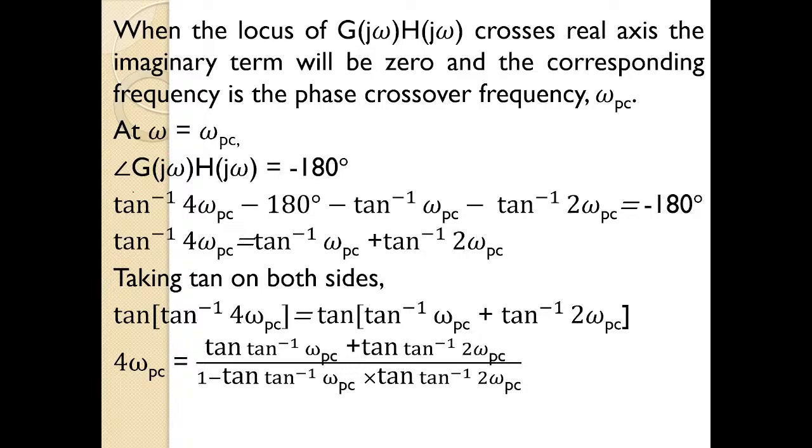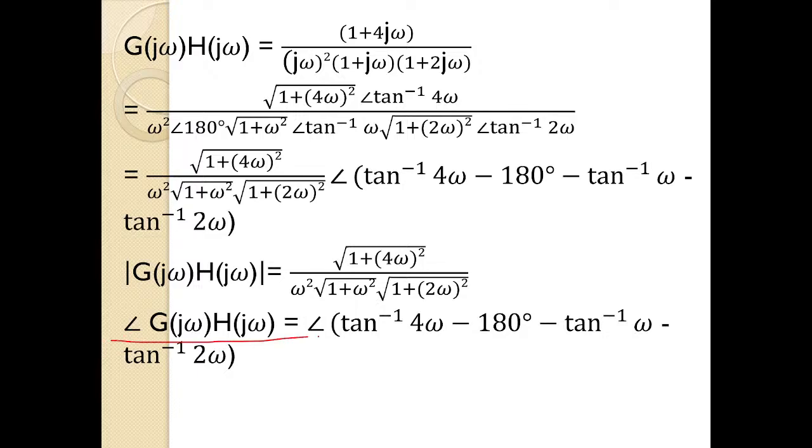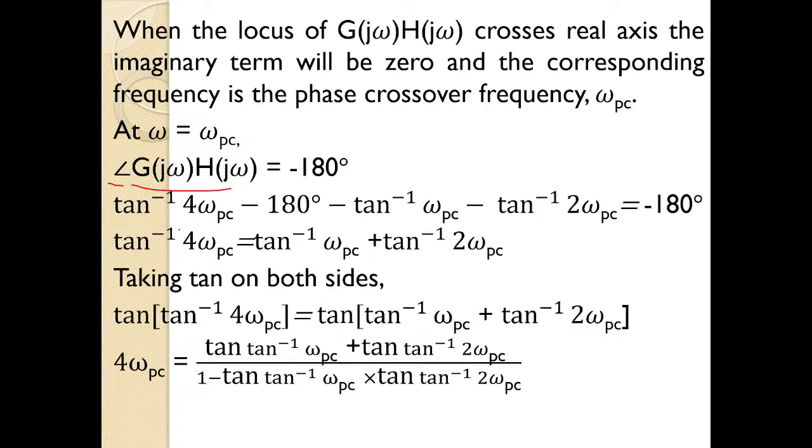So what is our angle of g of j omega, h of j omega? This is angle of g of j omega, h of j omega. This is our angle, so this whole thing will be equal to minus 180. Why is it equal to minus 180? Because the locus of g of j omega, h of j omega, when it crosses the real axis, the imaginary term becomes 0. The axis crossed here is the negative real axis, and the angle at that axis is minus 180 degrees. Therefore we must write minus 180. So the whole angle will be equal to minus 180.